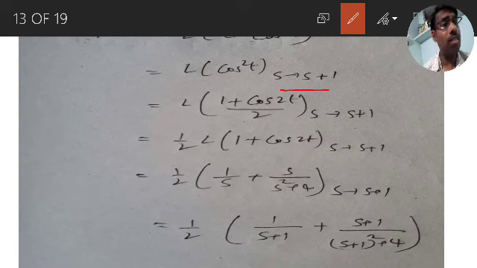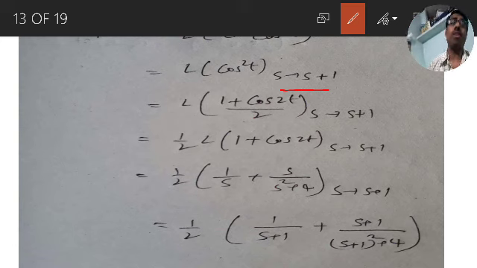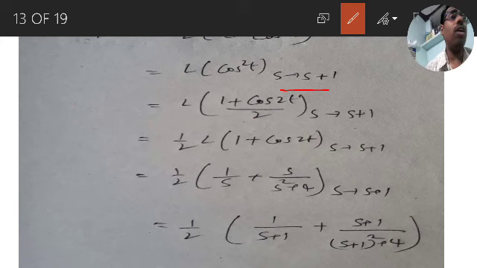There is no direct formula for L of cos square t. We have a formula for L of sin at, that is a by s square plus a square, and we have a formula for L of cos at, that is s by s square plus a square. But we don't have the formula for L of cos square t.